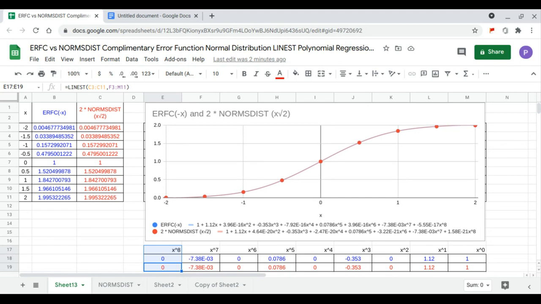That's equal to 0. This completes the use of array formula and NORMSDIST and complementary error function or ERFC to generate its trend line and the relations.